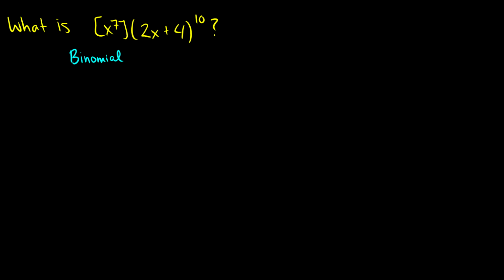And if you don't remember, (x + y) to the n is the sum from i equals 0 to n of n choose i times x to the i y to the n minus i. So a little bit complicated, but we'll see it in action here. So we want x to the 7. So what this really means is that we want 10 choose 7.